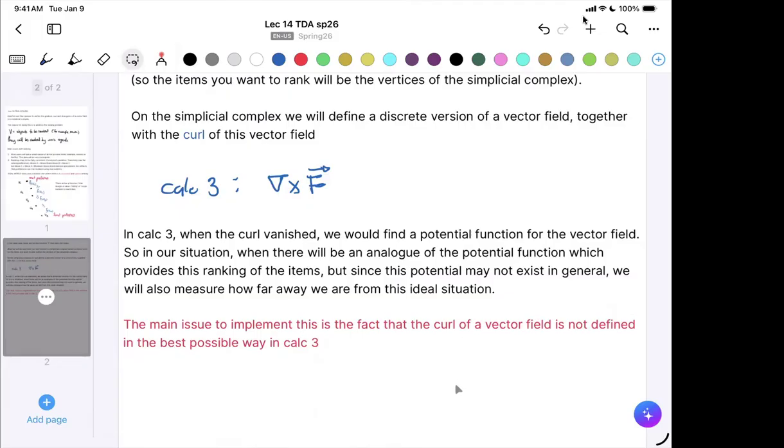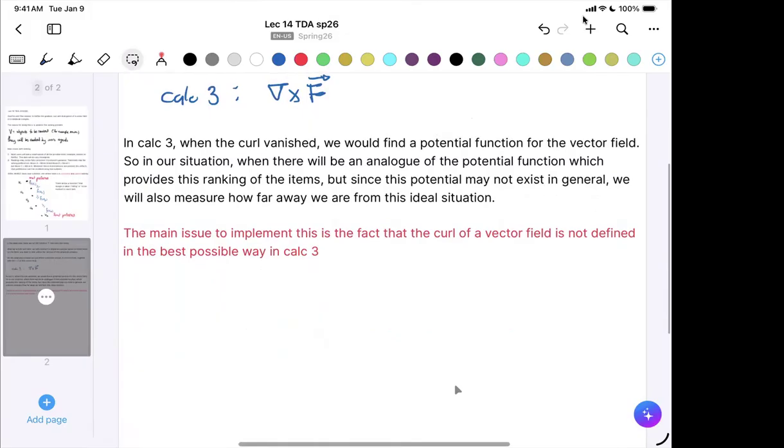Okay, so just to remind you, what was the formula for the curl? The curl in Calc 3, one way to write it down as a memorization skill. That's actually why this notation is used, because it's supposed to remind you of how you would find the cross product between vectors. If you remember in Calc 3, there was this trick to find the cross product in terms of a determinant of a 3 by 3 matrix, right?